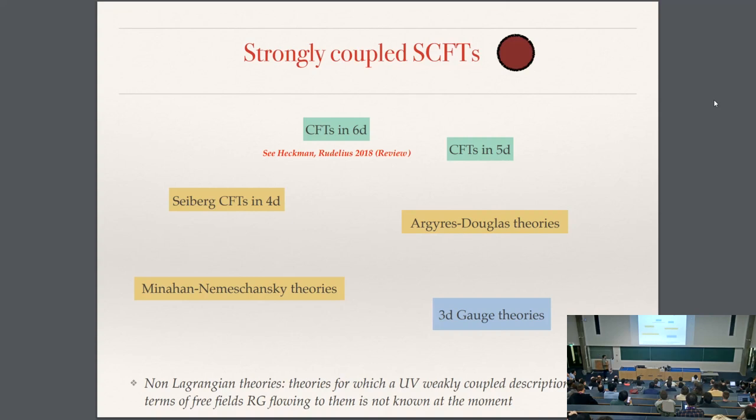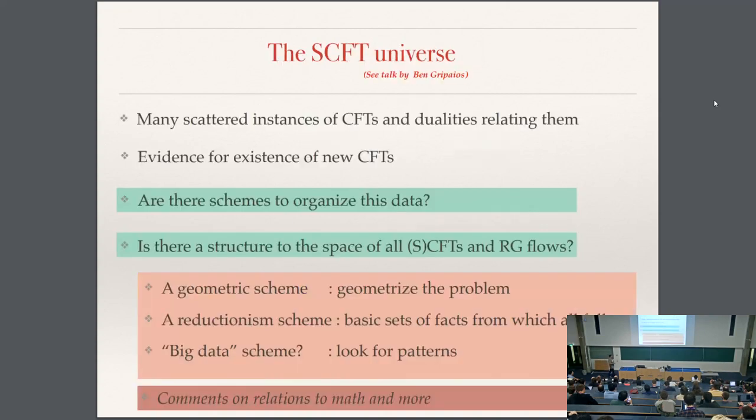Now, sometimes people call some of these theories non-Lagrangian theories. I hate this name, so this is a time-dependent name. It just means that we don't know a Lagrangian for a given theory. We don't know of some description of a given CFT which flows to it. But with time, we find more and more Lagrangians for more and more theories, so I will not use this name. It's not something we should consider.